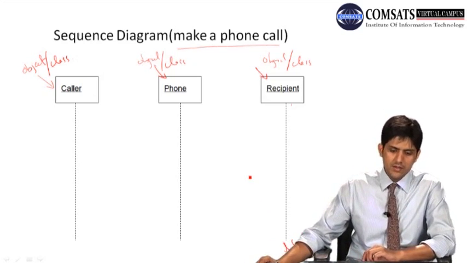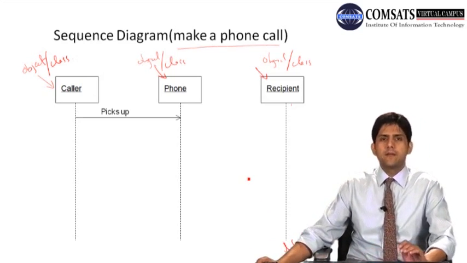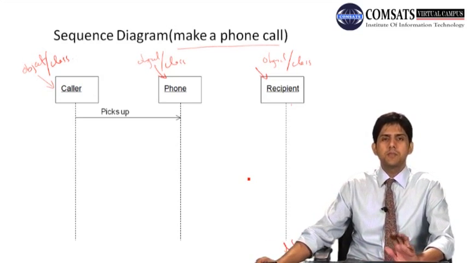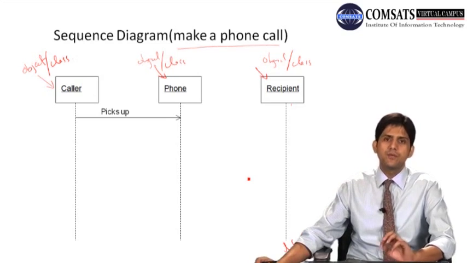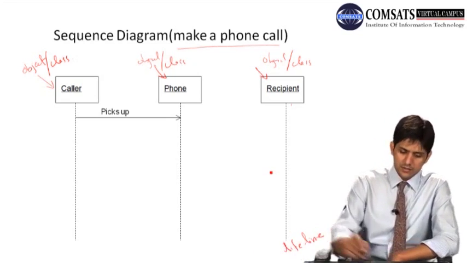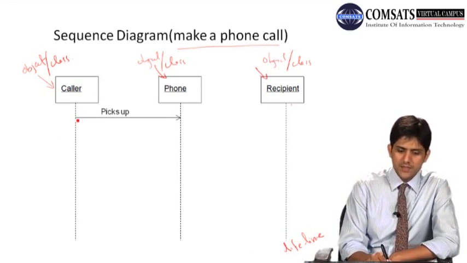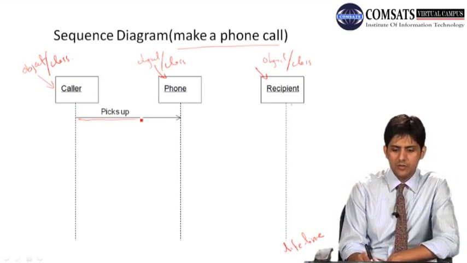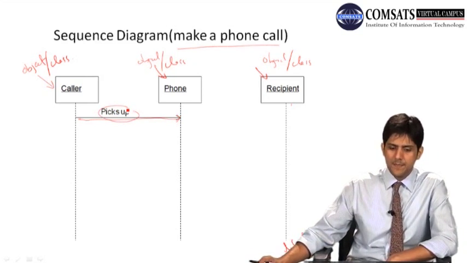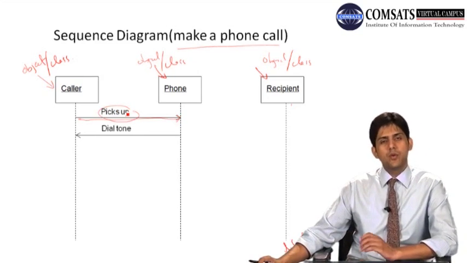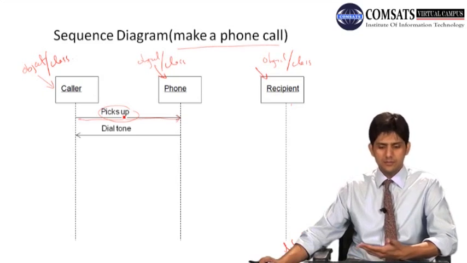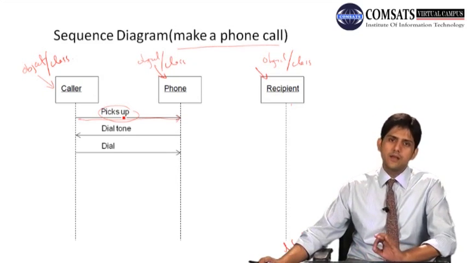Okay, so what is the first thing that a caller would do whenever you have to make a call? Imagine that you are sitting at home, about to phone someone, okay? So what is the first thing that you would do? You will basically pick up the phone. So the caller picks up, and this is the message going from this to this, and the message name is picks up. Then what is the message from the phone to the caller? You hear a dial tone. And then you dial a number.